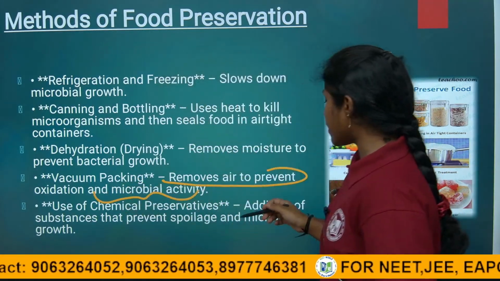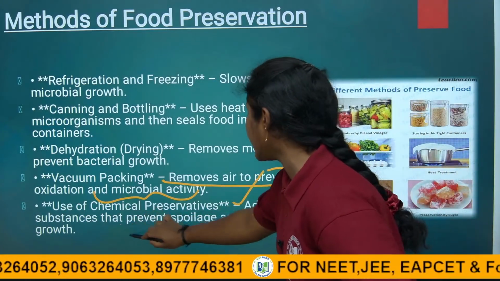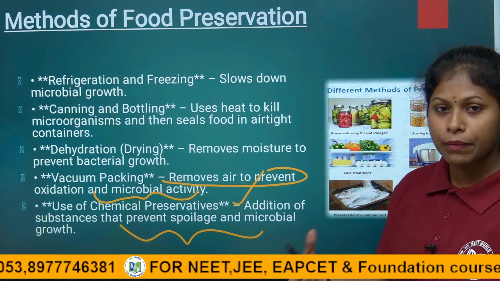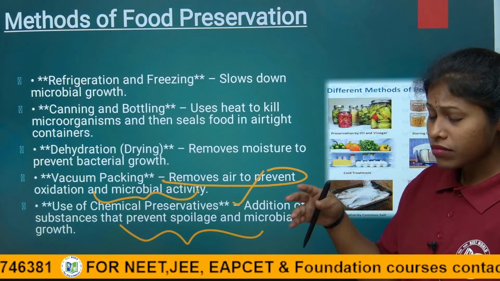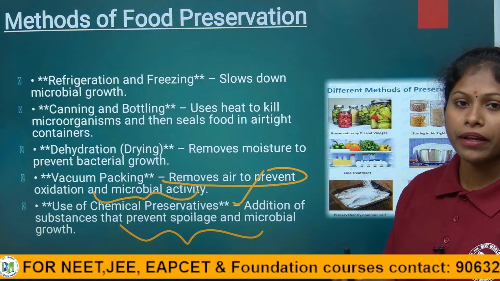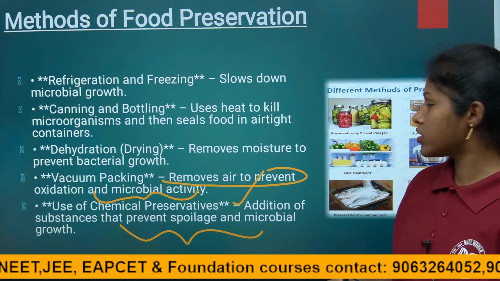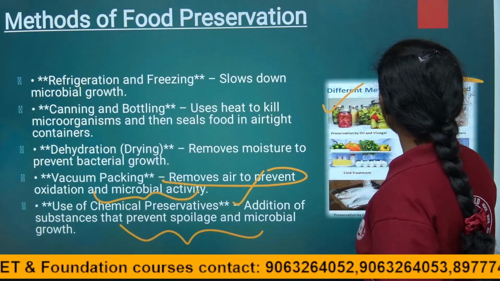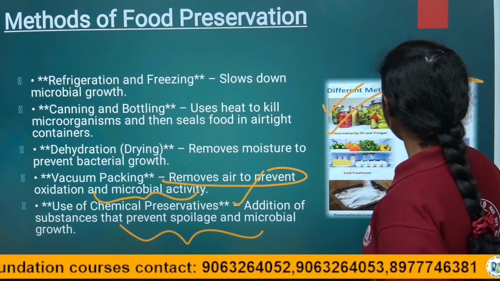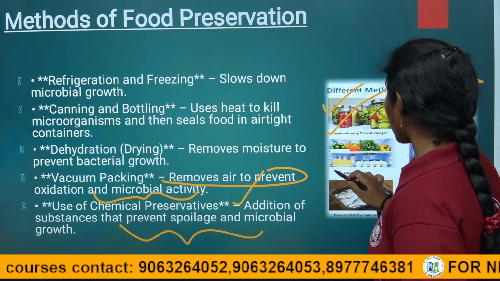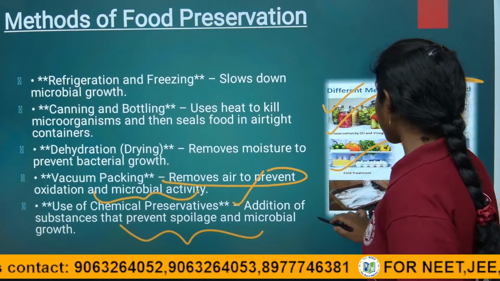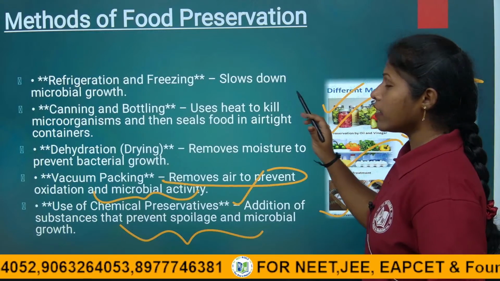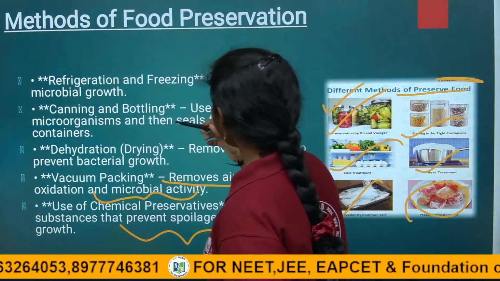And use of chemical preservatives is the addition of substances to prevent spoilage and microbial growth. It is an artificial method. They are chemical substances that prevent food spoiling, so that toxin growth is reduced. So here are some different preservation methods: preservation by oil, vinegar, storing in airtight containers, cold treatments, heat treatments, preservation with common salt, and preservation by sugar. These are the main methods used for food preservation.